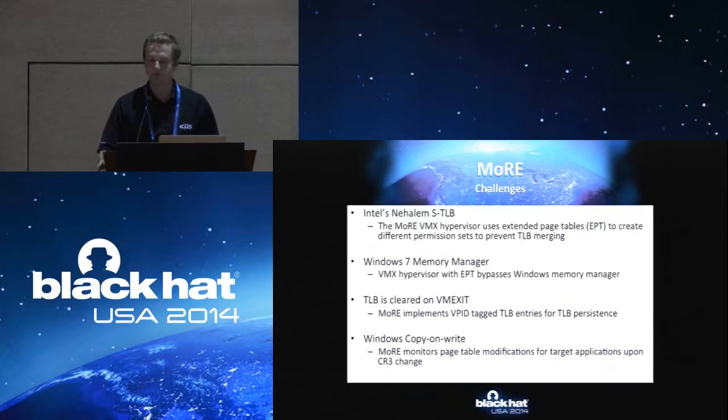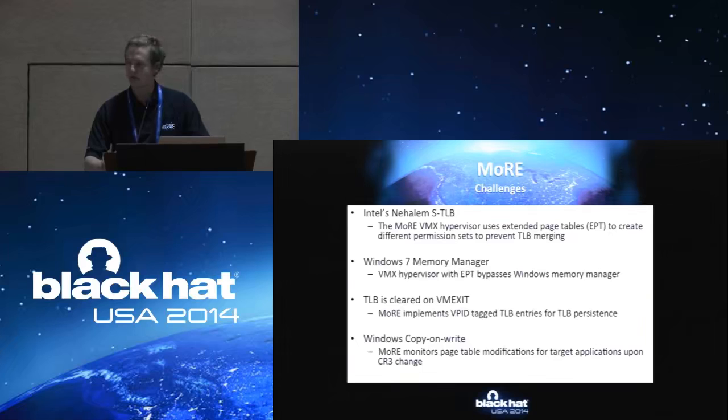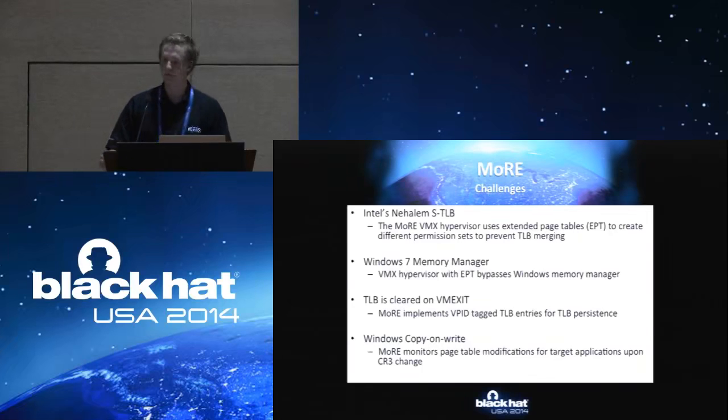So real simple, STLB we overcame by using EPT, which has the more granular permission set. Windows 7 memory management, again EPT. TLB being cleared on a VM exit and VM resume, we implemented VPID tagged TLBs. And then the Windows copy and write, we just brute force walked the page tables to make sure we can keep up with everything.